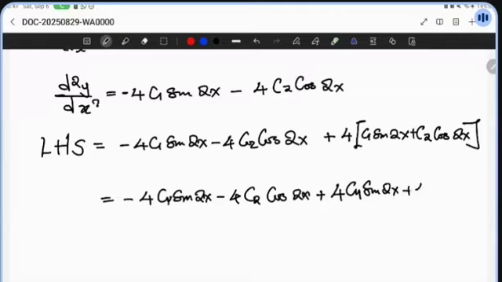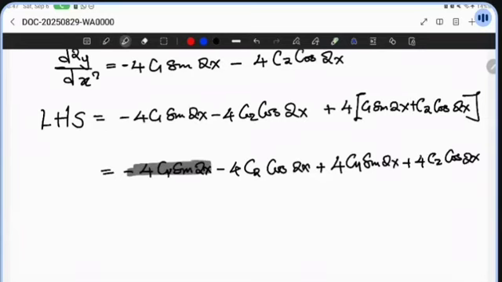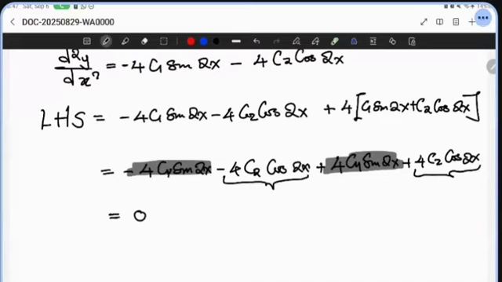Negative 4 c1 sine 2x and positive 4 c1 sine 2x will give us 0. In the same way, this and this will also subtract to give us 0, implying that this will be equal to 0. So in doing this, we have shown that that expression is indeed a solution to the differential equation.